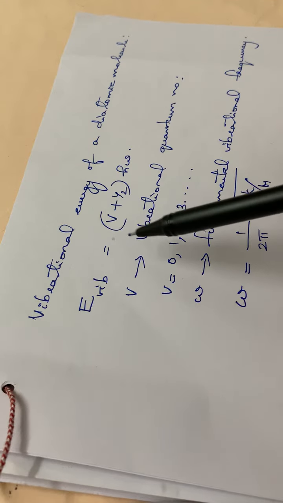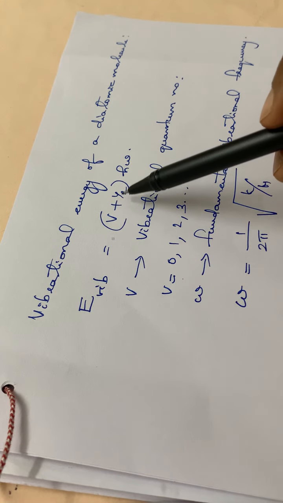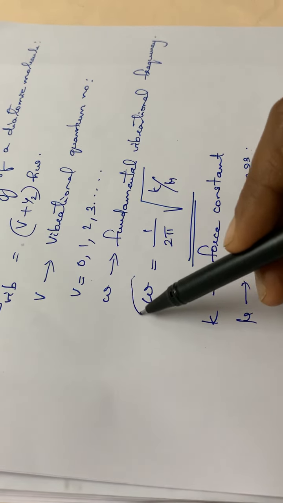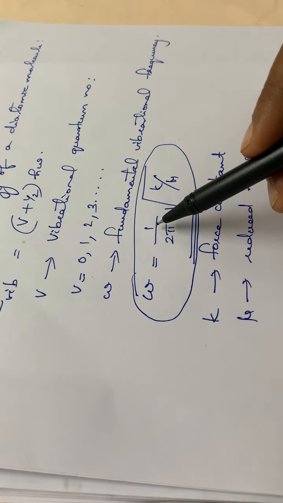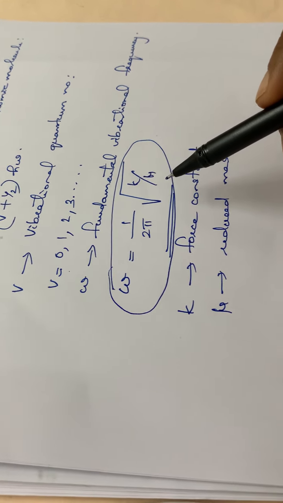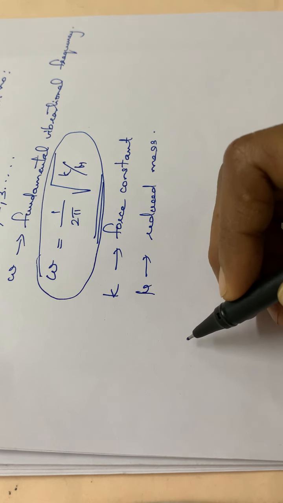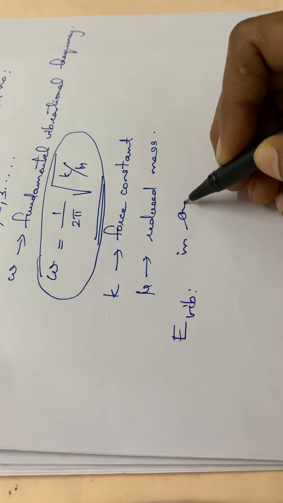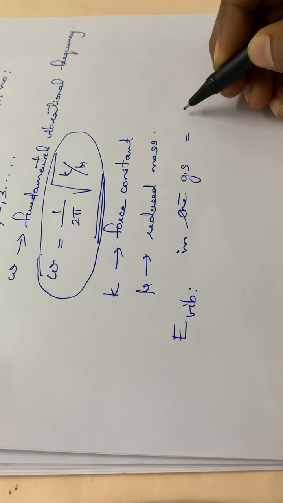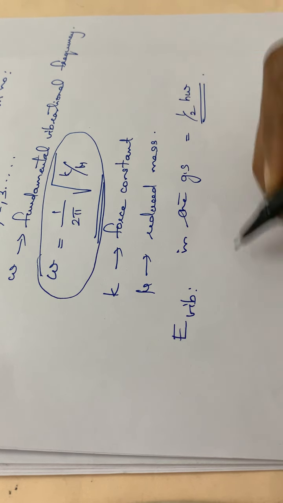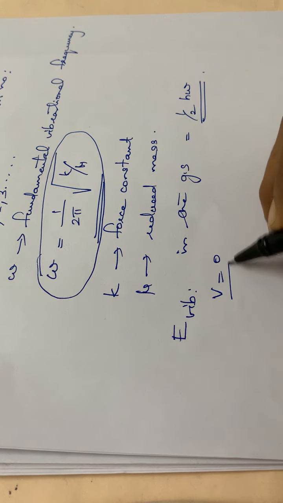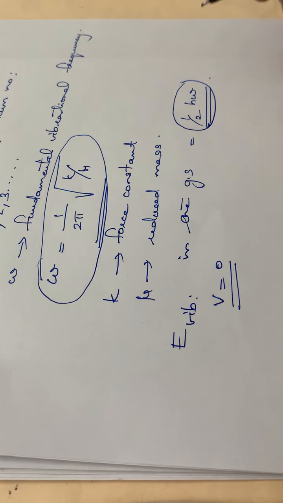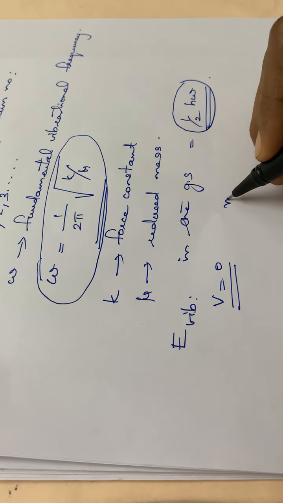So the energy of a diatomic molecule, E vibrational, is equal to (v plus half) times h omega. One more point to be noted: for calculating omega, the formula is omega equal to 1 by 2 pi times the square root of k by mu. Also, the vibrational energy in the ground state, where v is equal to 0, is equal to half h omega. So in the ground state also, the molecule has a certain amount of energy. That means in the ground state also, the molecule is not at rest.